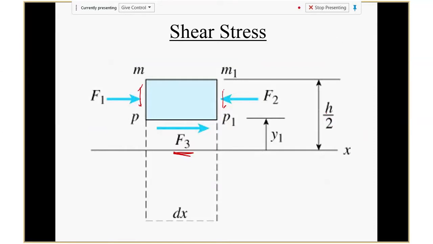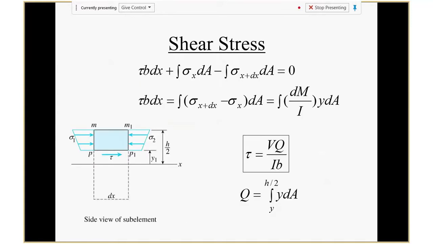Now, what's the equation we can use to find out F3 for this free body diagram? It should be sigma Fx equals 0, right? Sigma Fy doesn't matter, so we don't care, we just need to find F3. Therefore, sigma Fx equals 0. Remember that. Now write it out. That's what you get here.